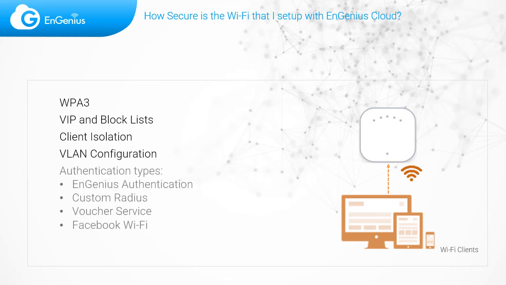Various authentication types can be used to give access to specific SSIDs. This includes, among others, a built-in EnGenius authentication database, custom RADIUS, voucher service, and Facebook Wi-Fi. Even My PSK is included as one of the options, to give each Wi-Fi user access with their own personal pre-shared key.